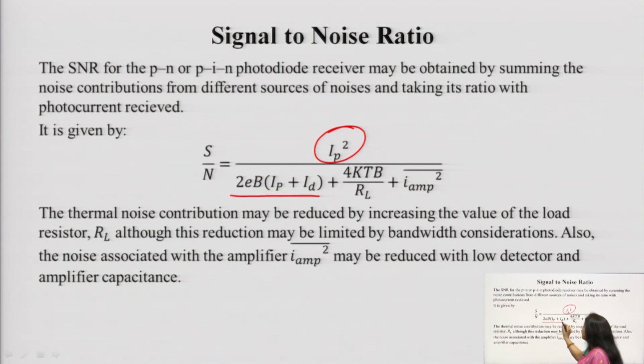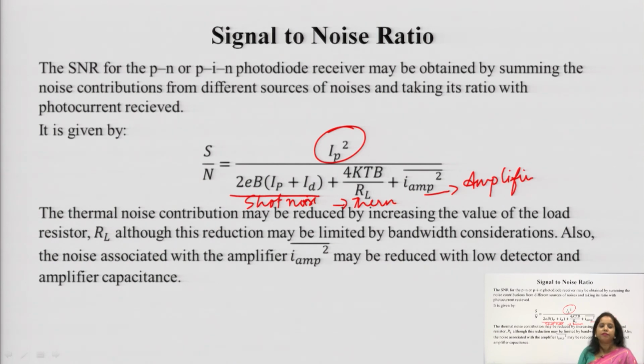So, first this is the shot noise, because this is a very important one, and this is the thermal noise, and this is the amplifier noise, because at the detector section we always attach an amplifier, because the signal received by us has a very low magnitude, which we can't detect very precisely or easily. So, for amplification of the received signal, we generally put an amplifier just after the detector, and when we put that amplifier it also adds some noise to the system. So, we are considering that noise also.